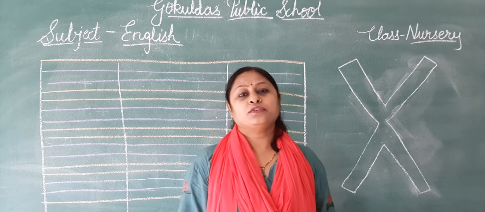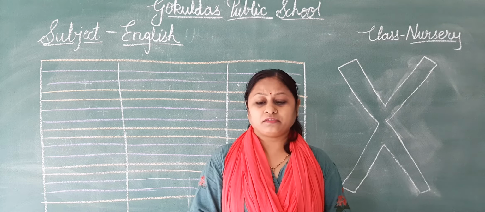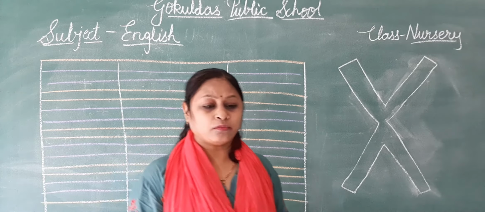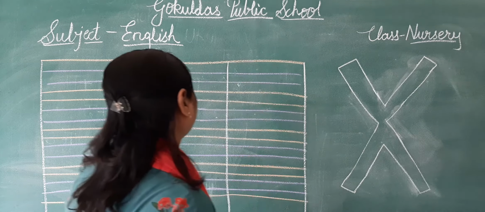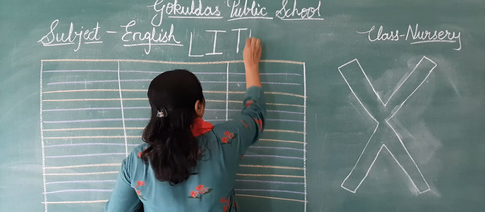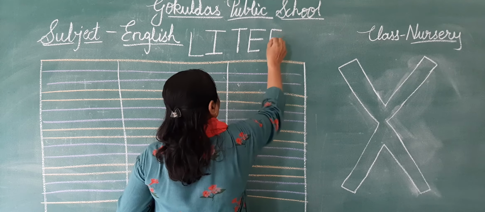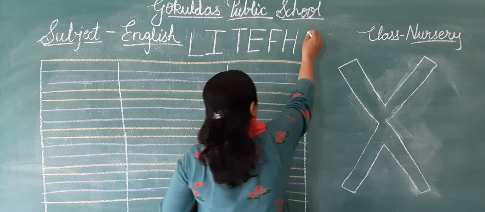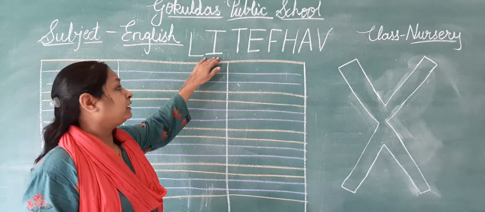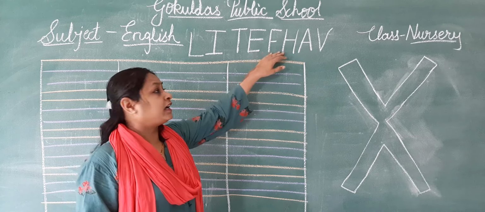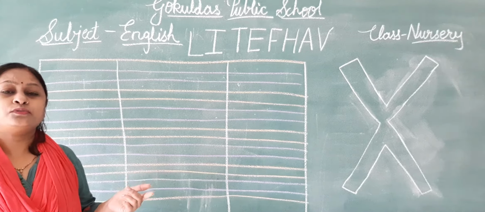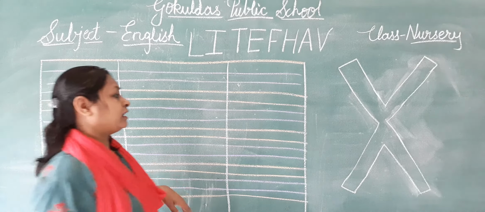So, my dear student, you know that we have learned letters, right? We are learning about the letters and the formation of letters. Till now, we have learned the letters L, I, T, E, F, H, A, V. Till here we have learned the letters, and today we are going to learn to write the formation of letter X.